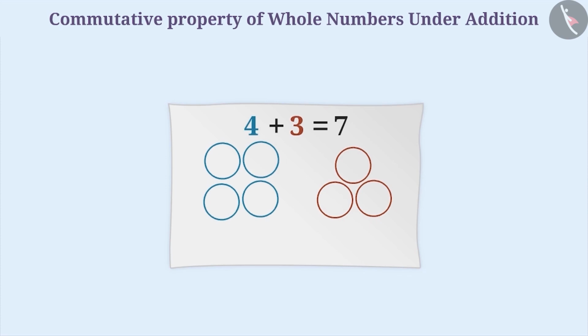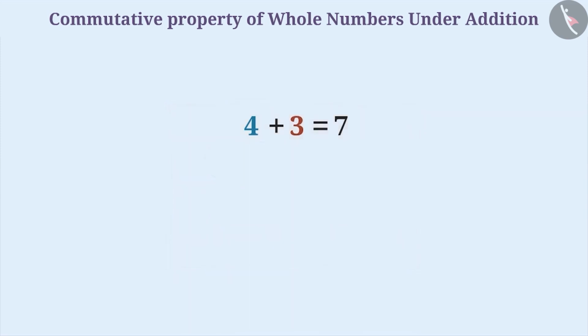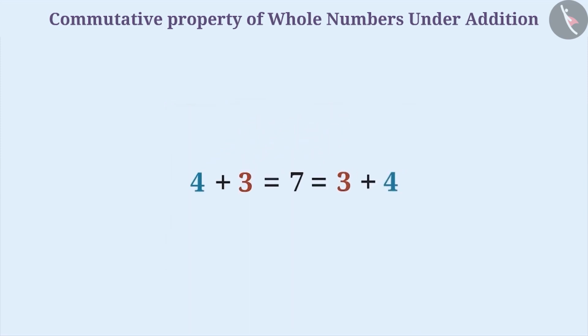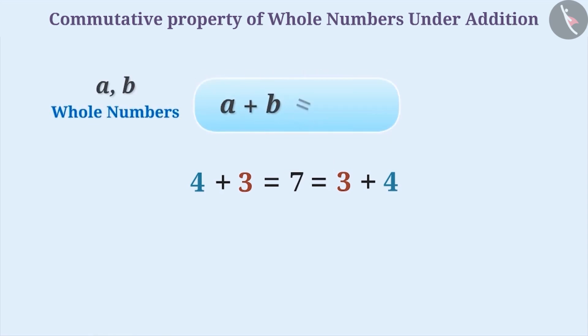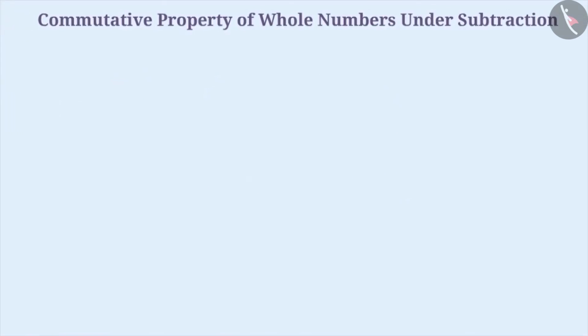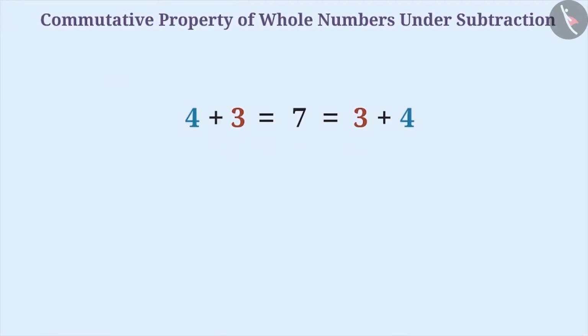Thus, the commutative property of addition tells us that there will be no change in the final number even if we change the order of the numbers, which means A plus B is equal to B plus A. So, whenever you wish to find the sum of two whole numbers, you can add them in any order. You will get the same result even on changing the order of the numbers. Just like addition, is the subtraction of whole numbers also commutative? Think for a while.